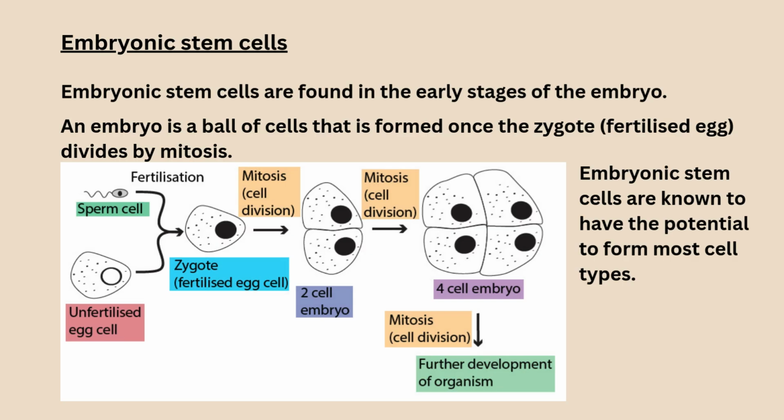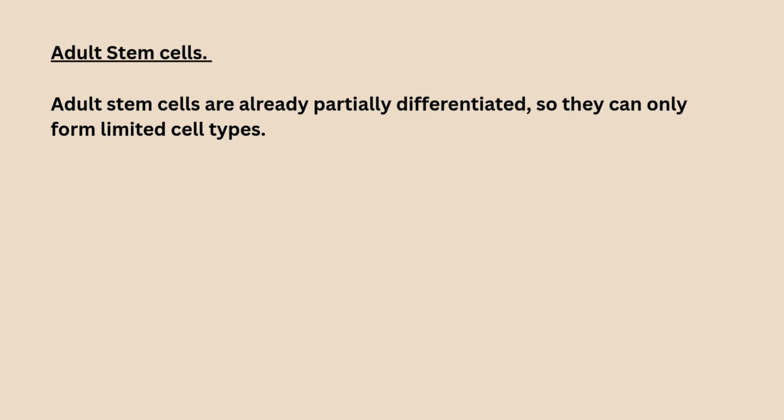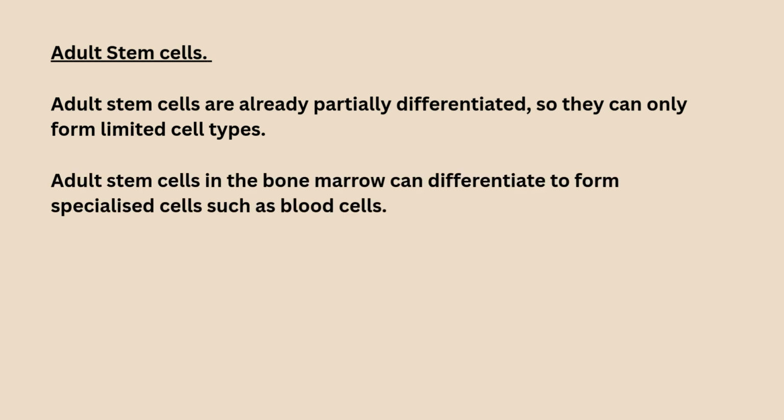Embryonic stem cells are known to have the potential to form most cell types by differentiation. Adult stem cells are already partially differentiated, so they can only form limited cell types. Adult stem cells in the bone marrow can differentiate to form specialized cells such as blood cells.